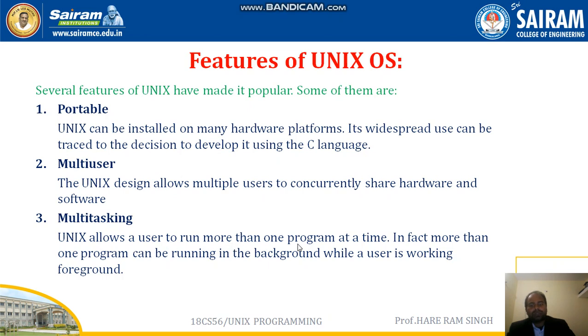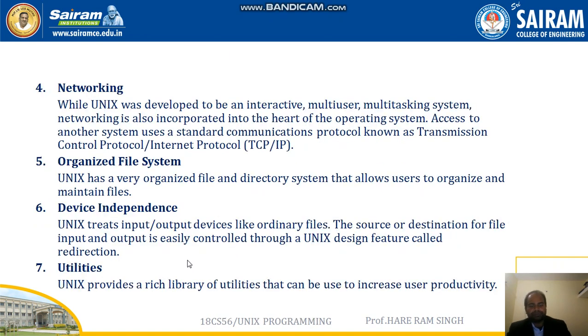Multitasking. Unix allows a user to run more than one program at a time. In fact, more than one program can be running in the background while a user is working in the foreground. So the Unix operating system is designed in such a way that more than one program can run at a time. How will more than one program run? One program will be running in the foreground, and all the other programs will be running in the background.